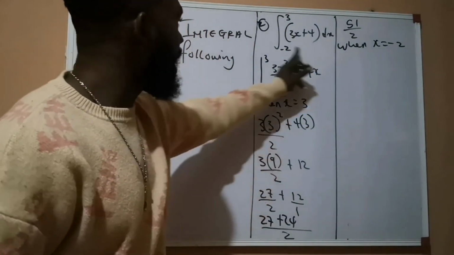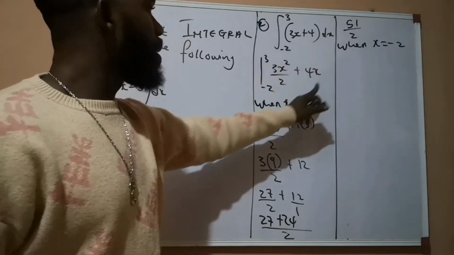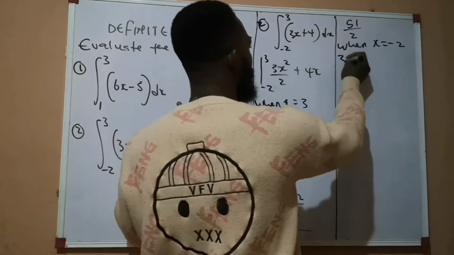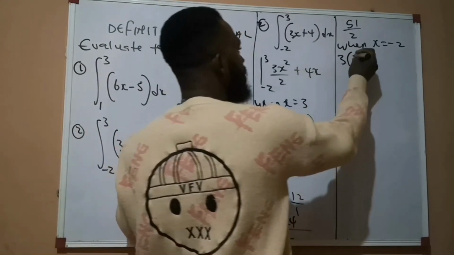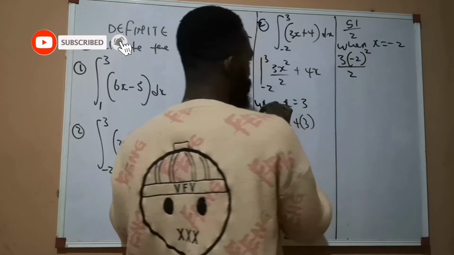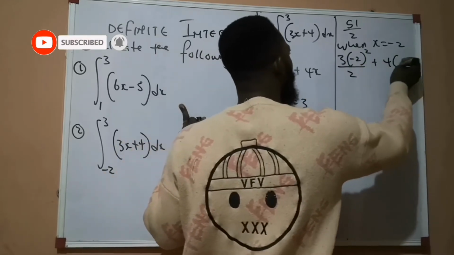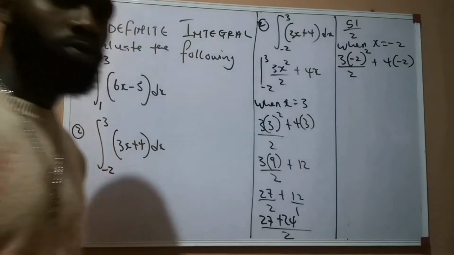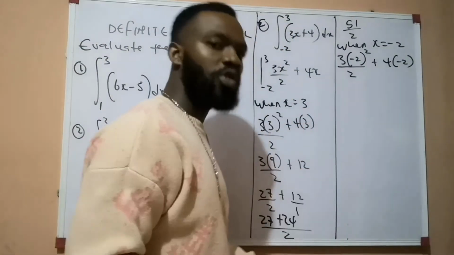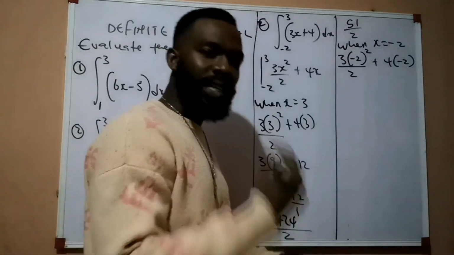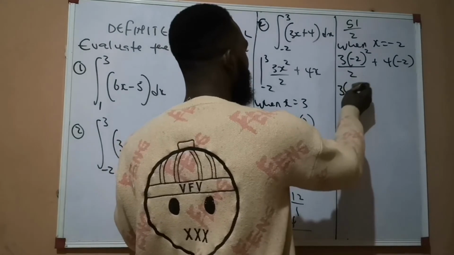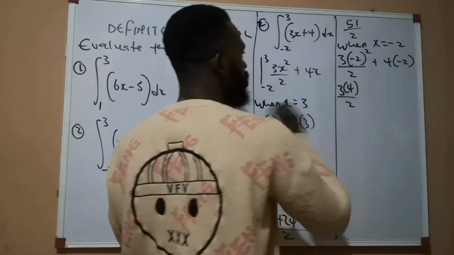So I will write, when x is minus 2. So I will come back here again. Anywhere I see x, I will give minus 2. So it becomes 3 into the bracket of, now x is minus 2, raised to the power 2 over 2, plus 4 into the bracket of minus 2. Are we there? Now, minus 2 raised to the power 2 means minus 2 times minus 2. And minus 2 times minus 2 is 4. So here becomes 3 into bracket 4 over 2.